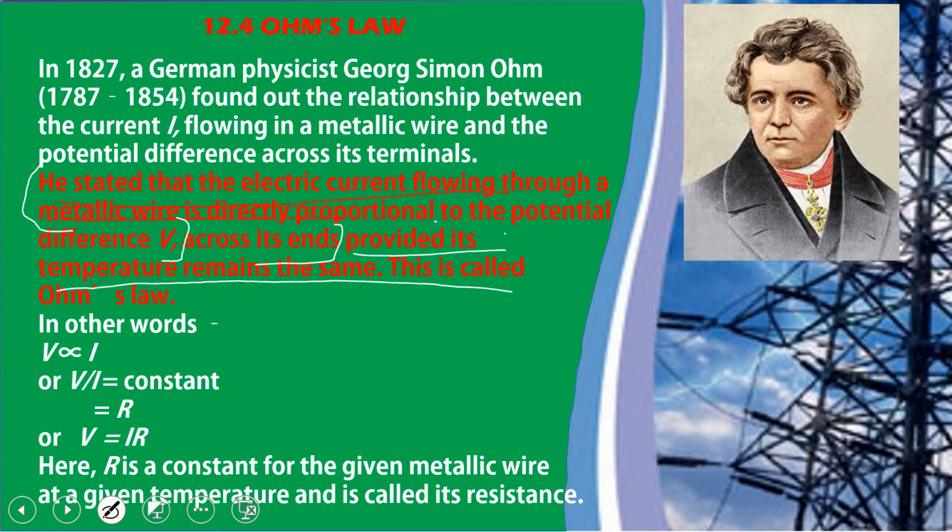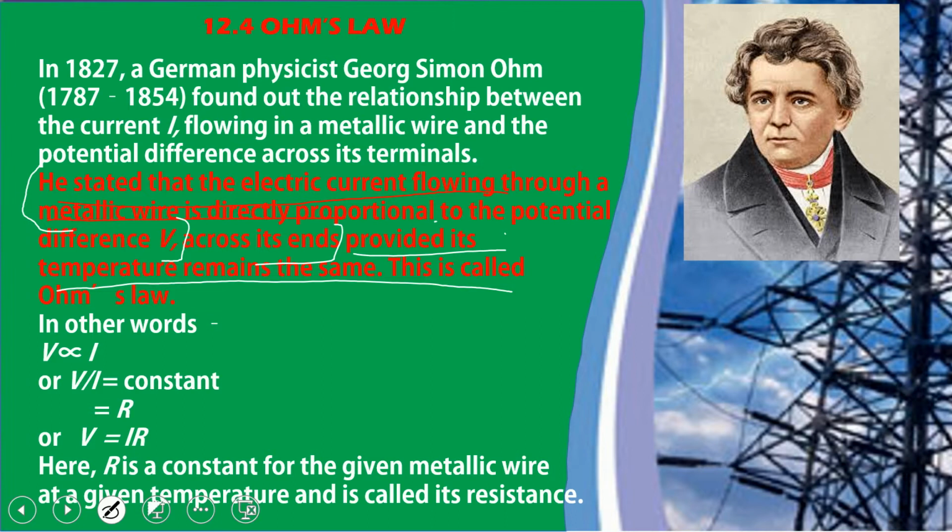Ohm's law is that the electric current flowing through a metallic conductor is directly proportional to the potential difference V across its ends, provided that the physical state, here the temperature, remains the same. In your textbook it is like this. If we increase the temperature, the ratio will change. This is what Ohm's law is.